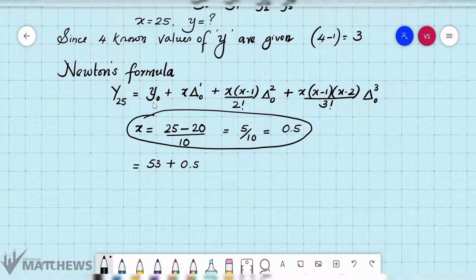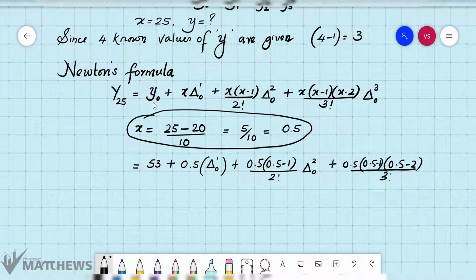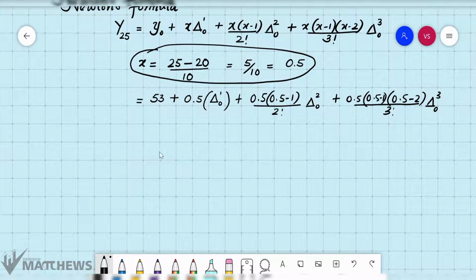Then we need to find delta naught raised to 1. Plus 0.5 into 0.5 minus 1 divided by 2 factorial into delta naught raised to 2, plus 0.5 into 0.5 minus 1 into 0.5 minus 2 divided by 3 factorial into delta naught raised to 3. This is the substitution we can do. But we do not yet have the leading difference values. So what shall we do? We'll start writing those values and finding them out.